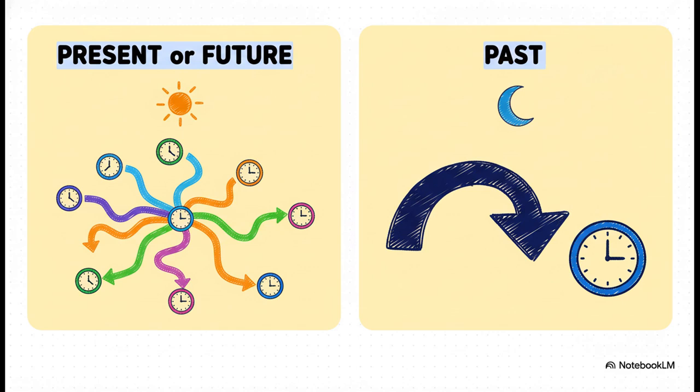Okay, so this main rule basically splits into two paths. Path number one is the easy one. If your main verb is in the present or the future, like he thinks or she will say, then you can pretty much do whatever you want with the verbs that follow. You've got total freedom. But path number two is where the magic happens. If your main verb is in the past, like he thought or she said, that's when things have to change. That's when the other verbs usually need to take a step back in time, too.